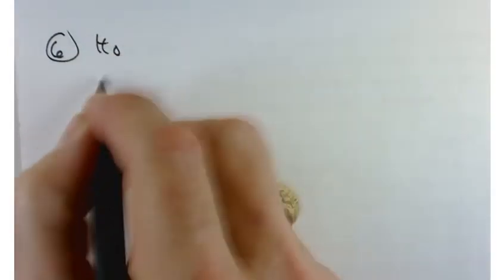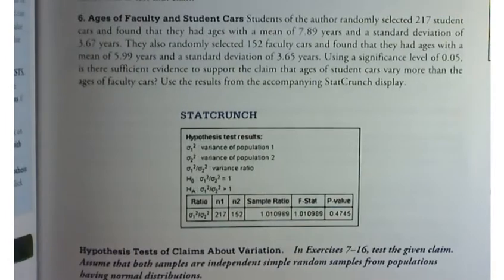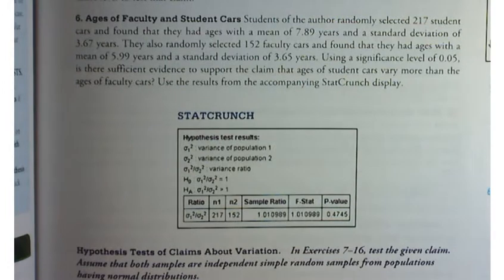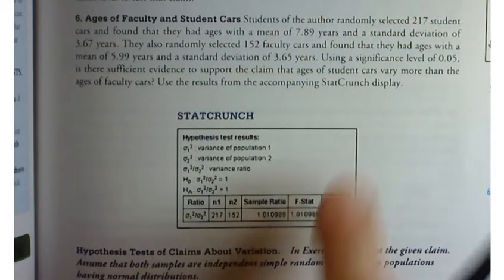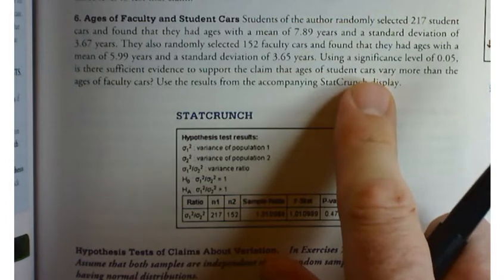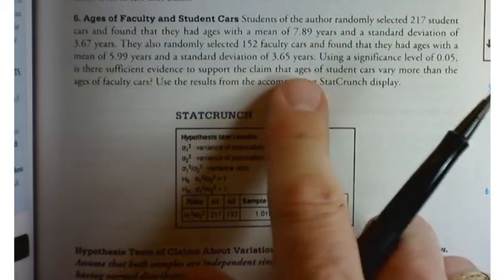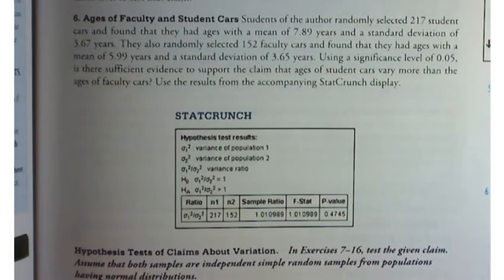Our null and alternative hypothesis. One of the things you're going to be faced with quite often in this class is the need to decide, well, gee, what parameter am I testing? They didn't really say specifically. It says using a 0.05 significance level, is there evidence to support the claim that the ages of student cars vary more? So what parameter am I testing? Standard deviation, or what else could you say? Variance. Yeah, variance. So standard deviation or the variance.